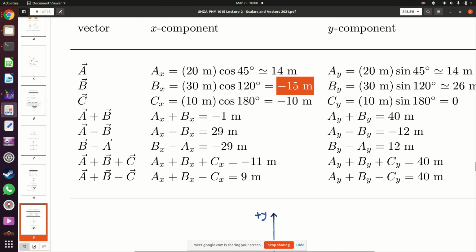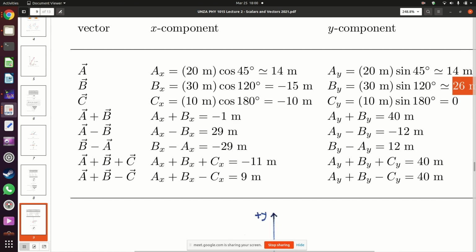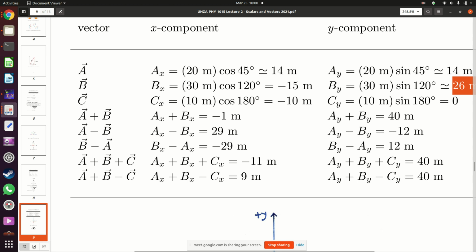Then we work out By. By is equal to 30 meters, which is the size of vector B, multiplied by the sine of the angle. The angle is 120, so 30 meters times sine 120 gives you 26 meters. Is that clear? Yes.